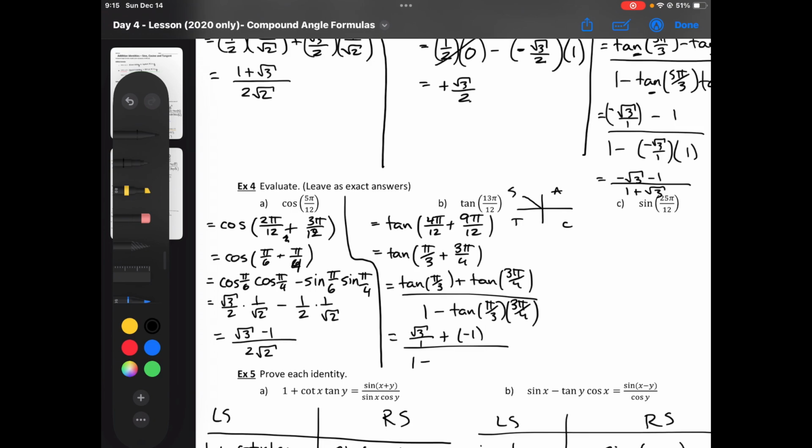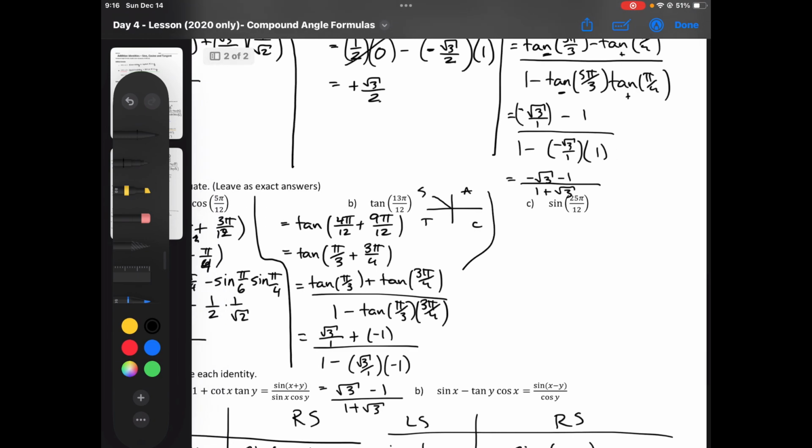And then I've got 1 minus tan pi over 3. I already know that's root 3 over 1. And then tan of 3 pi over 4 is negative 1. So if I simplify that on top, I get root 3 minus 1, and then over 1 plus root 3.